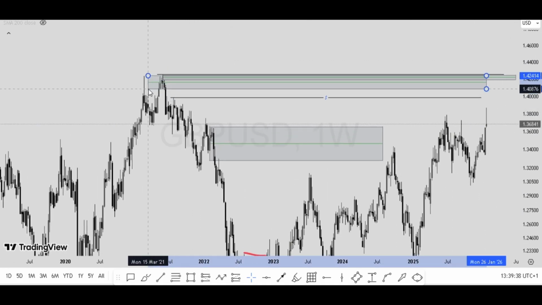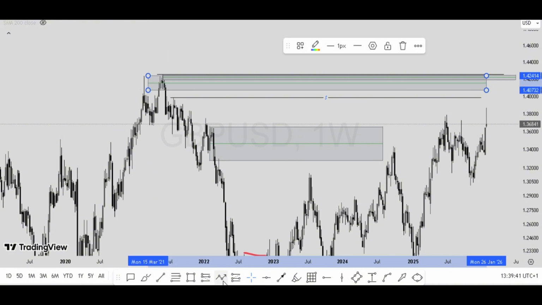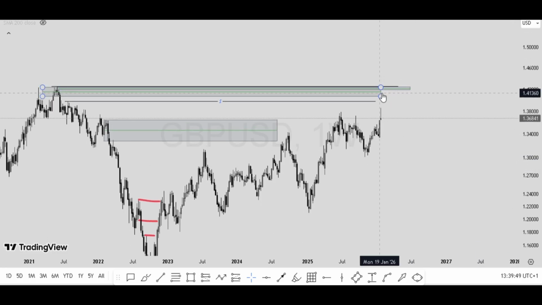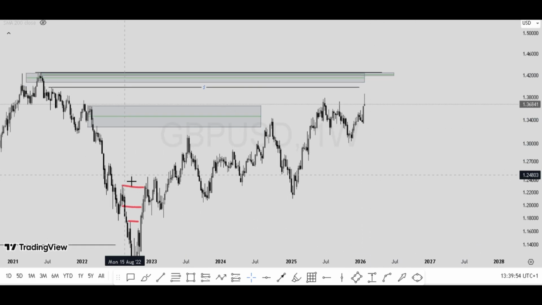So you can see we have an extreme POI with clear fair value gap in between. So you can see the fair value gap. So automatically if the market can push up, then this will be a high probability level for us to see whatever the market wants to do.